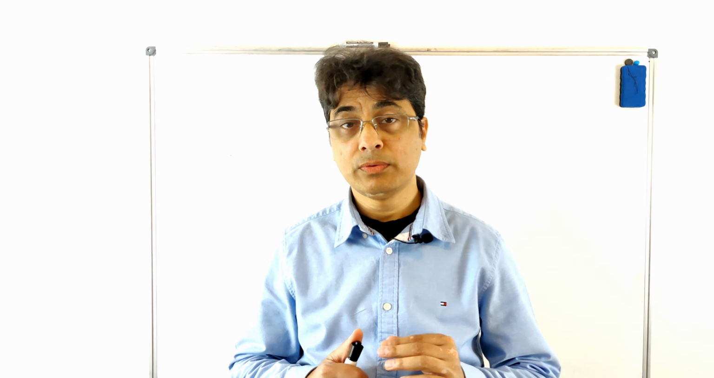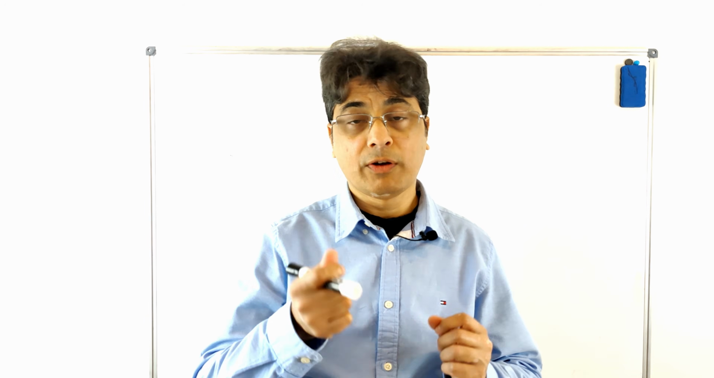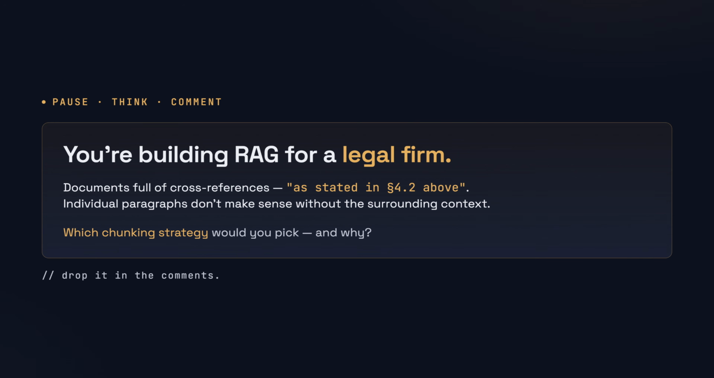Here is a question for you. You are building a RAG system for a legal firm. The documents are full of cross-references and individual paragraphs do not make sense without the surrounding context. Which chunking strategy will you pick and why?